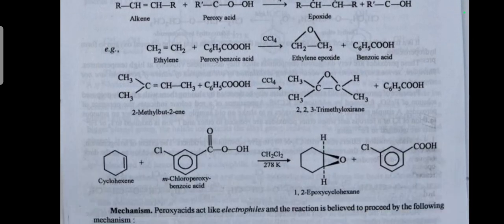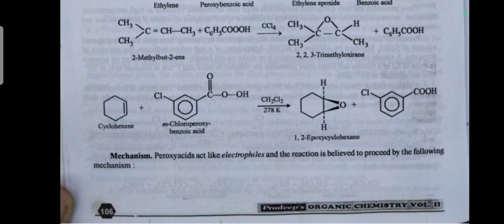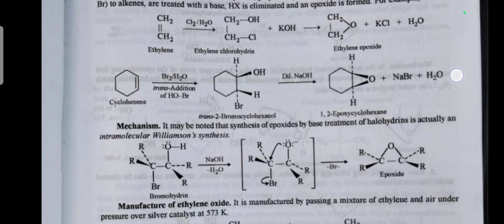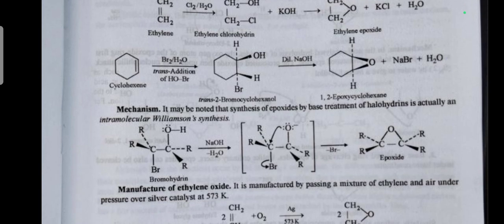From halohydrins. When halohydrins prepared by addition of hypohalous acid to alkenes are treated with a base, HX is eliminated and an epoxide is formed. Here X is either chlorine or bromine. Mechanism. It may be noted that synthesis of epoxide by base treatment of halohydrins is actually an intramolecular Williamson synthesis.